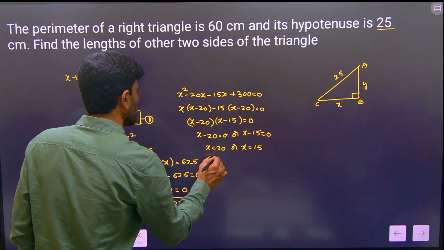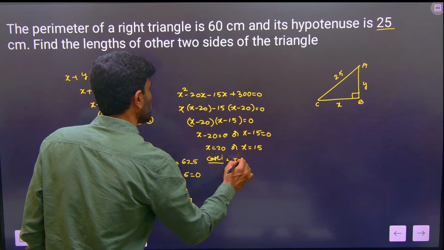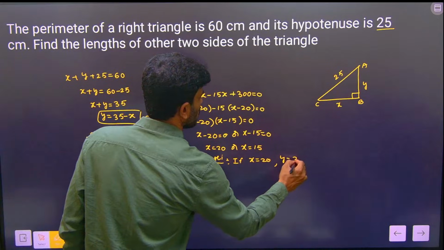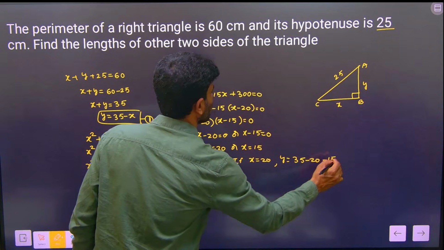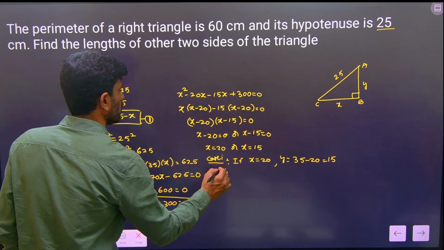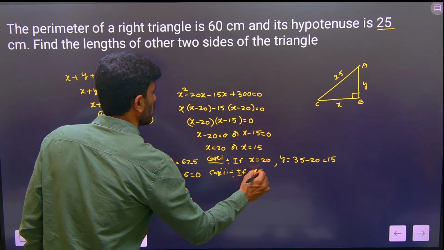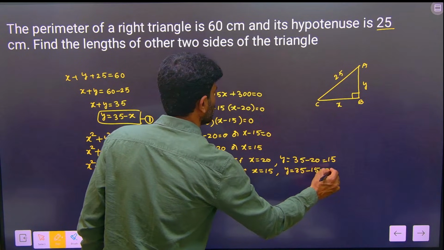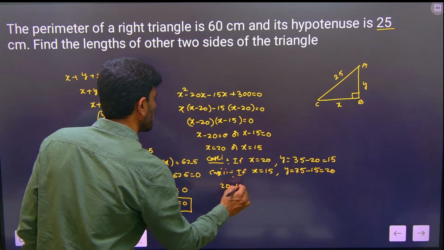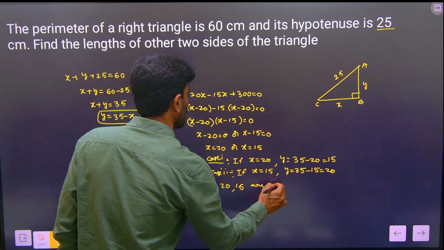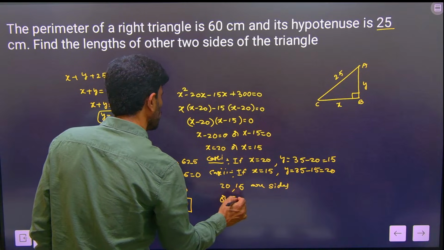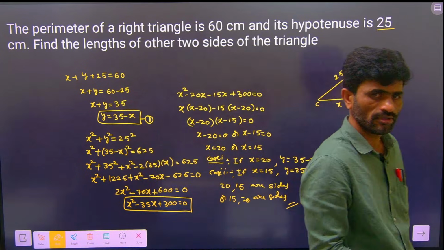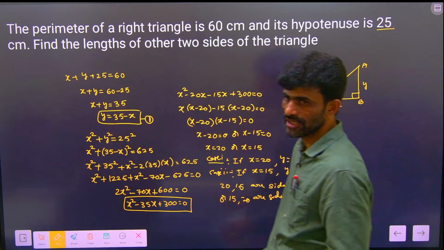Case 1, case 2. Case 1, if x is equal to 20, then what is y? 35 minus 20, which is 15. Case 2, if x is equal to 15, y is equal to 35 minus 15, that is 20. So either way 20 and 15 are the sides. Understood? These are quadratic equation related problems.